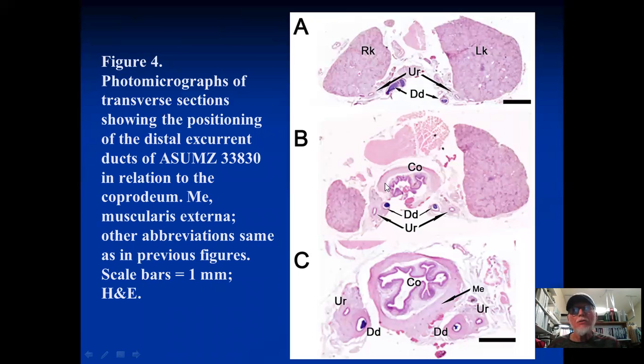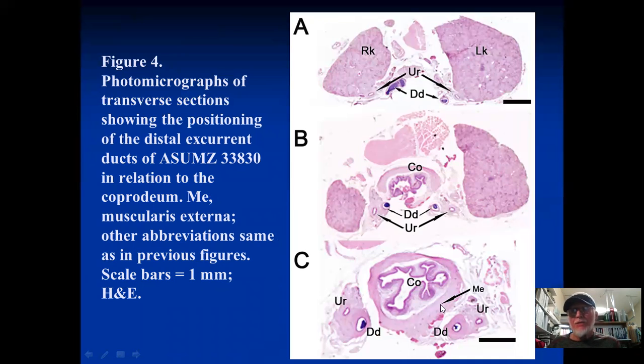The section in B now shows that the ureters have moved away from the kidneys and are now associated with the ductus deferens. And coming available to be seen now is the coprodeum. And if we look in C, we can see that the coprodeum has all these folds, which I had mentioned earlier.